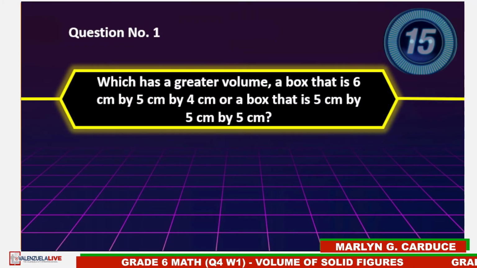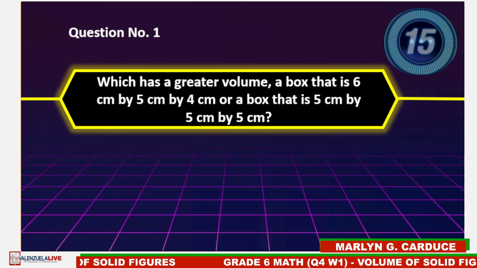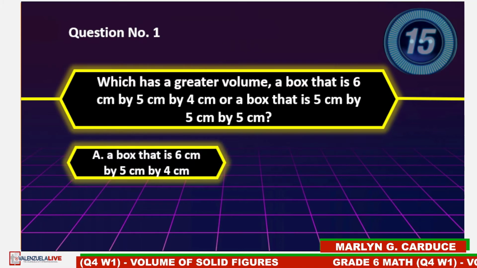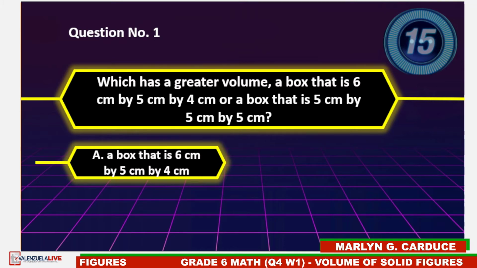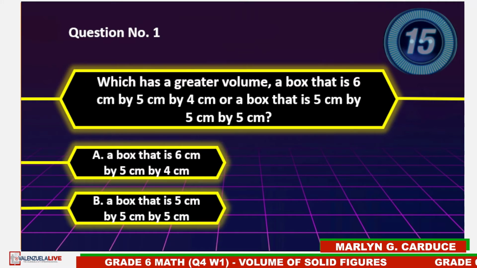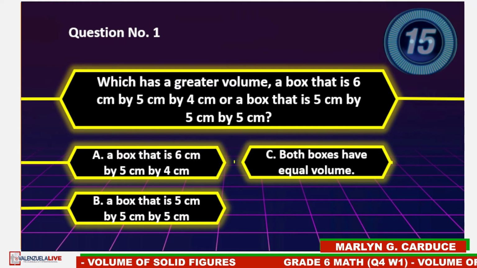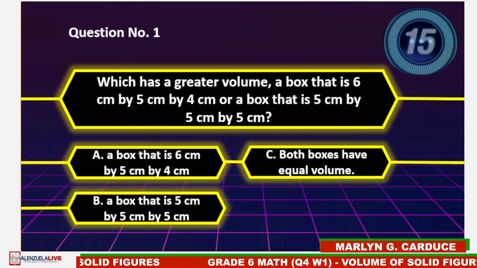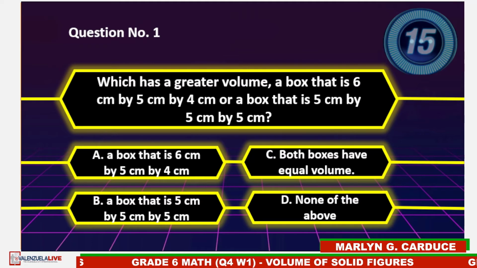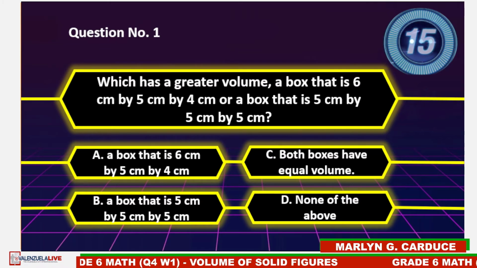Which has a greater volume? A box that is 6 centimeters by 5 centimeters by 4 centimeters, or a box that is 5 centimeters by 5 centimeters by 5 centimeters? Is it letter A, a box that is 6 centimeters by 5 centimeters by 4 centimeters? Letter B, a box that is 5 centimeters by 5 centimeters by 5 centimeters? Letter C, both boxes have equal volume? Or letter D, none of the above? Your 15 seconds starts now.